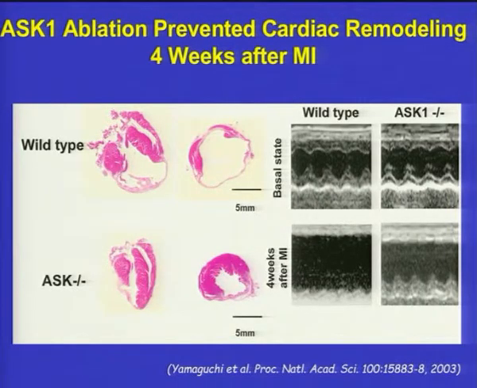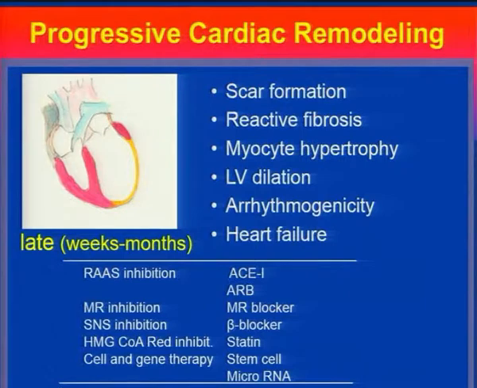And if we ablate ASK1 by knockout, then after myocardial infarction, you see this is the wild type and this is the ASK1 knockout, and there is much improvement in the heart failure in the mouse model. So ASK1 knockout is very important. However, we do not have any drugs which mimic the ASK1 knockout. So if we are lucky enough to find a small molecule, this might be a candidate for treatment.